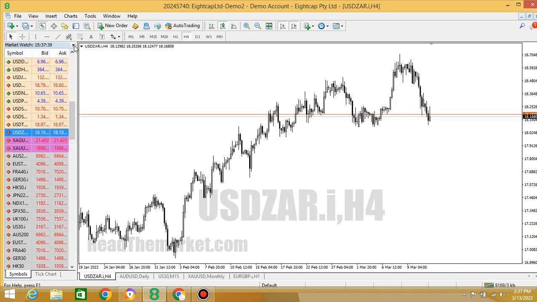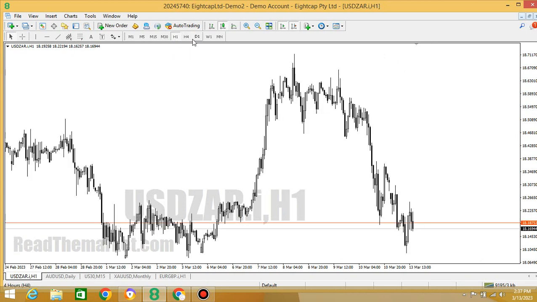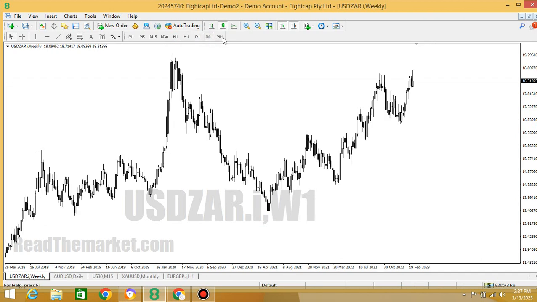So this is USD. For those who are in South Africa, this is one pair that we pay attention to since it's our own pair. So it's been trending up for quite some time there.